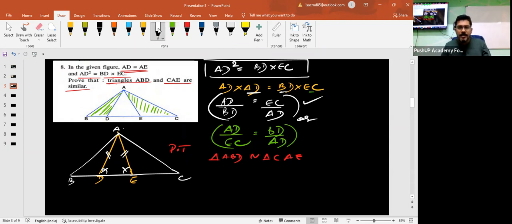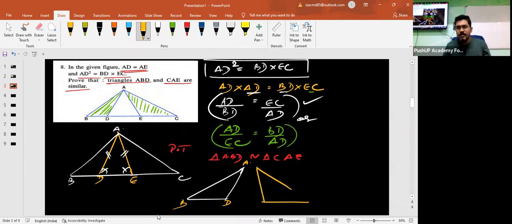So better we draw both the triangles separately here. Like this. This is your A, D, B. And where is CAE? Over here. CAE. Okay. We'll just check by doing it.